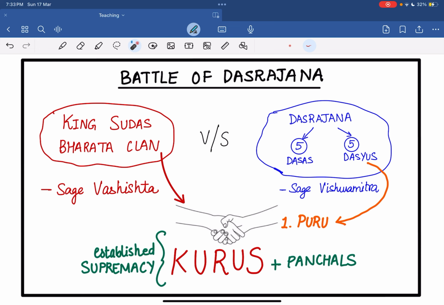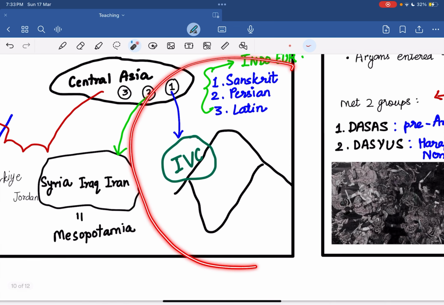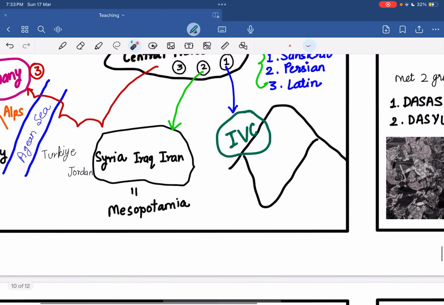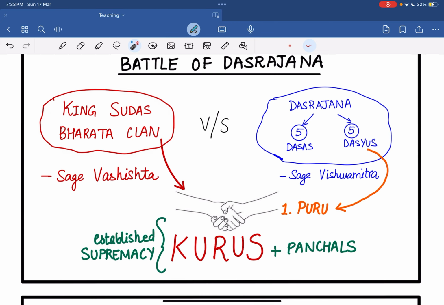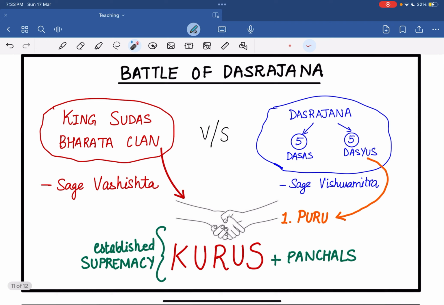Now what happened was, let's say we're again talking about group number 1 for simplification purposes. Let's say this group number 1 is King Sudas and his Bharata clan. Upon arrival, he met two different groups of people. One happened to be dasas, the other one happened to be dasyus. So then it is Dasrajana, right? There were 5 dasas and 5 dasyus along with their clans. King Sudas and the Bharata clan were supported by sage Vashishta. The Dasrajana, the 10 kings, were supported by sage Vishwamitra.